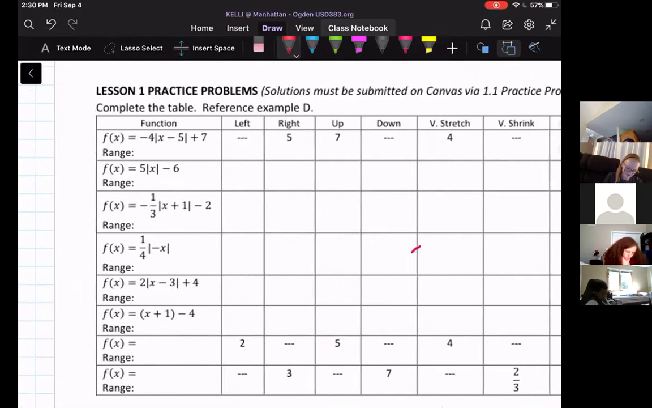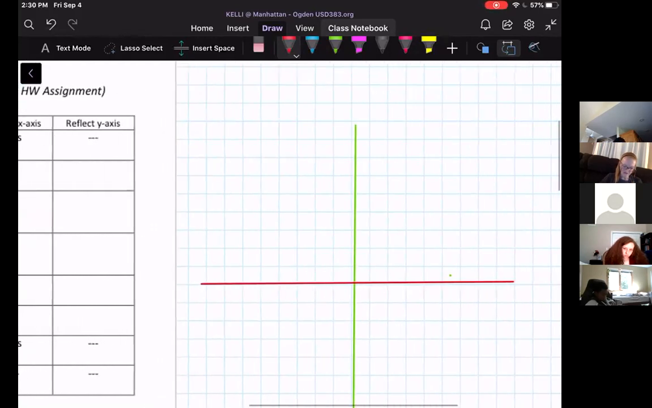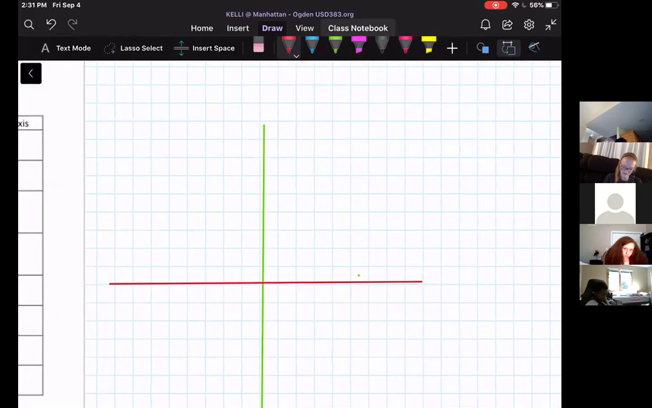Actually, you know what? We're going to look at this problem, the second blank one, because it's got the most going on with it, so we can talk about it. Negative 1/3. I need somebody to do me a favor and tell me what it was. f of x equals what?